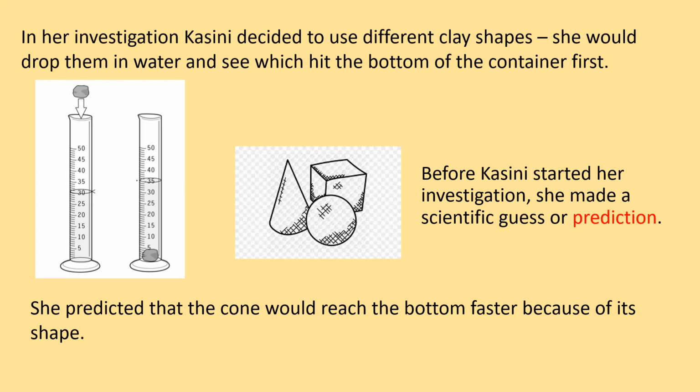So last time we predicted that the cone would reach the bottom faster because of its shape. We did an experiment. We took three different shapes and threw them through the water to see which one would reach the bottom first. As a student, you predicted the cone. Why? Some of you said it's because its shape is streamlined, which is true in my opinion. So let's see the experiment.